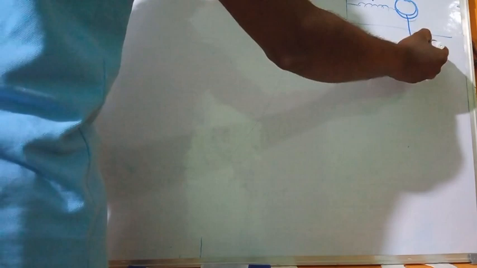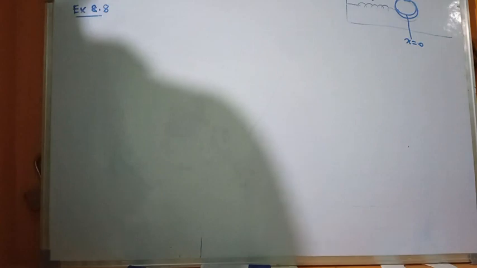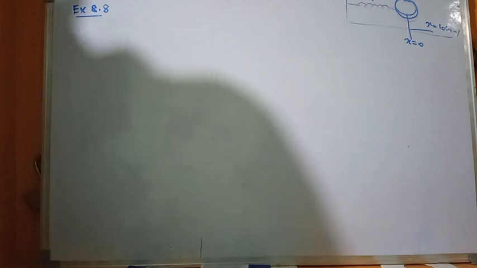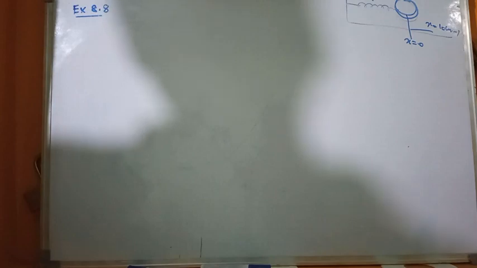Okay, this is our collar, attached to the spring. Its mass is given, that is equal to 5 kg. The spring constant is also given. At the equilibrium position x is equal to 0, and it is displaced by x is equal to 10 centimeters. Then what is the maximum speed and maximum acceleration, and also the period of oscillation for that system.